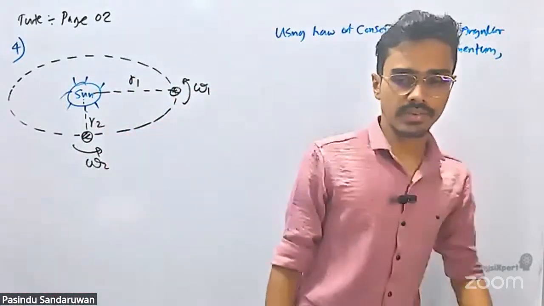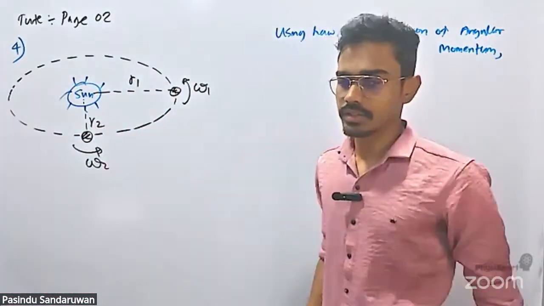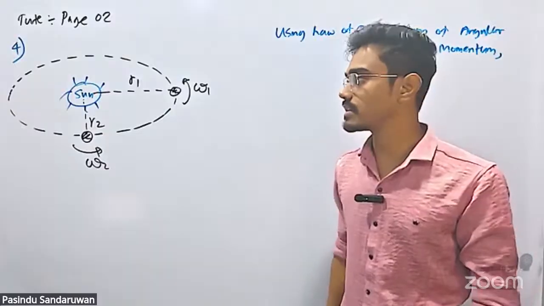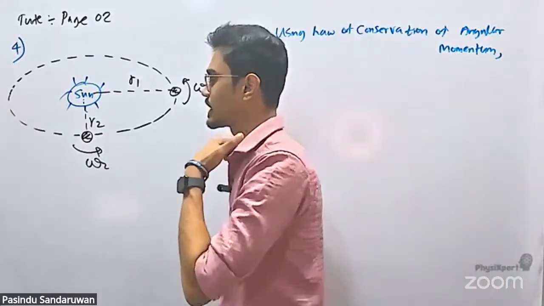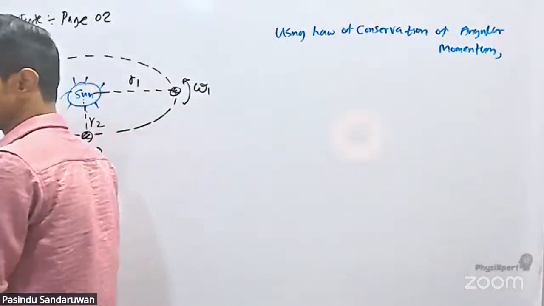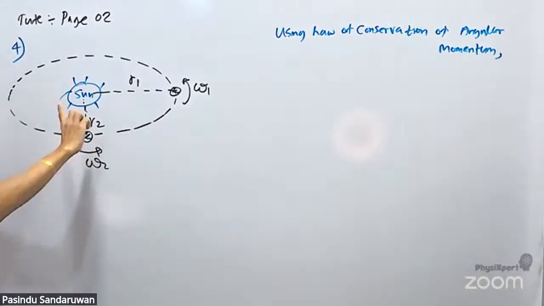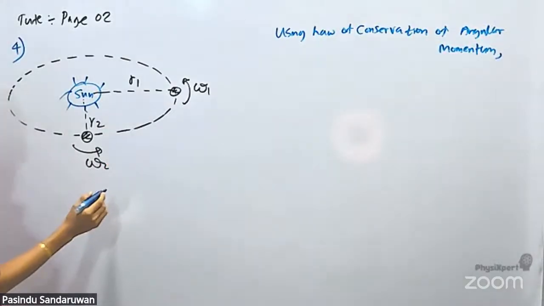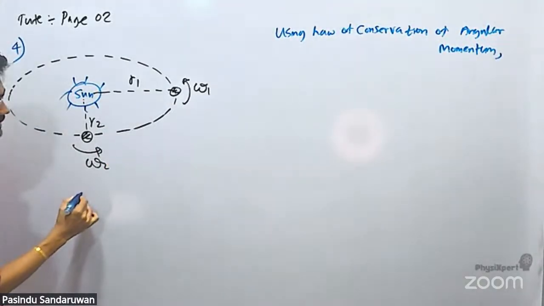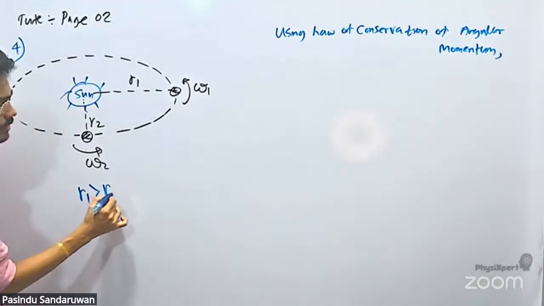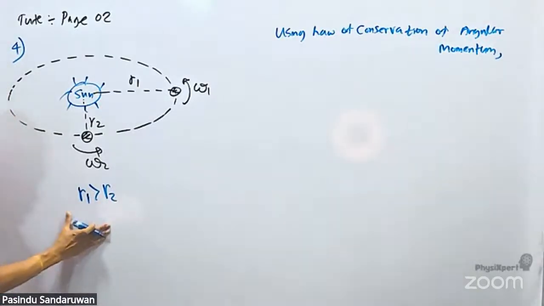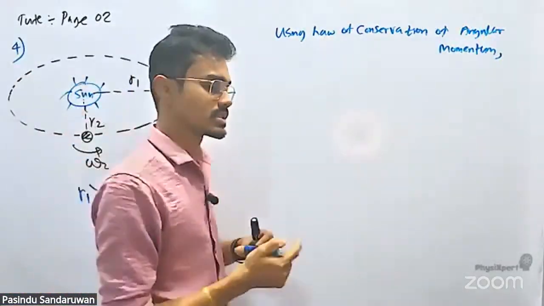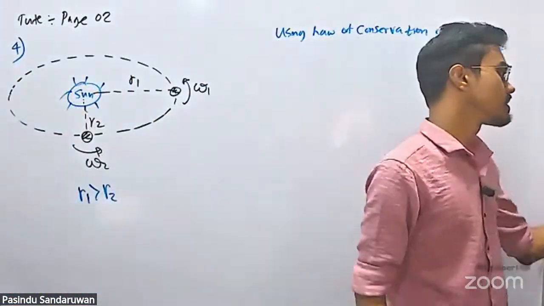Right. Anyone? It should be a logical one. Finally, we have to prove that omega 2 is greater than omega 1. And since this is an ellipse, one thing is given: that this is an ellipse, no? Since it is an ellipse, for sure we know R1 is greater than R2. This is given, right? Not a circle, it is an ellipse.